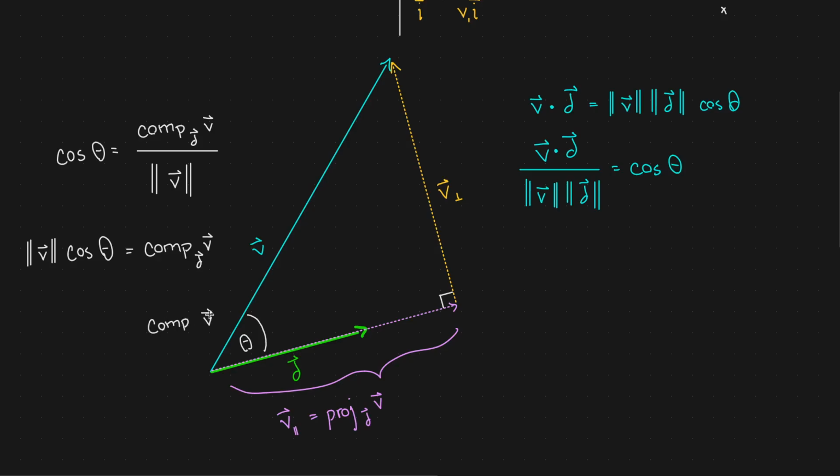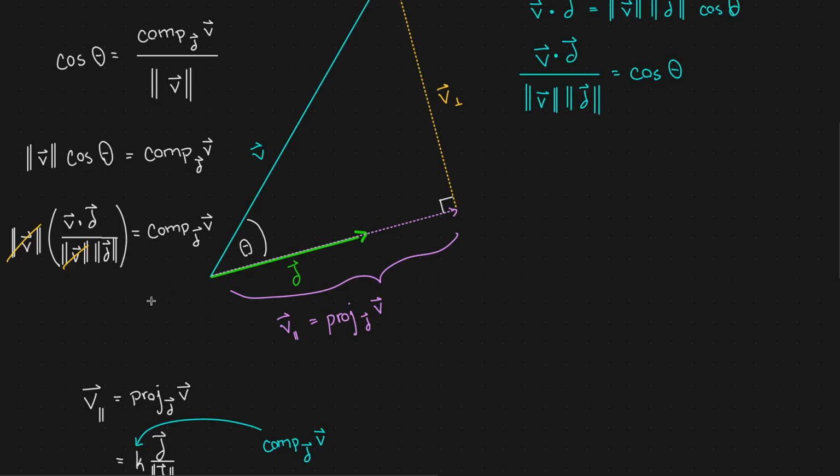And so the component of vector v in the direction of d, we have the norm of v, and then I'm going to plug in cosine of theta. That's the dot product of vector v and vector d over the norm of v and the norm of d. Just tidy up a little bit. The norm of v in the numerator cancels with the norm of v in the denominator. And so the component of v in the direction of d is just the dot product of v and d divided by the norm of d.